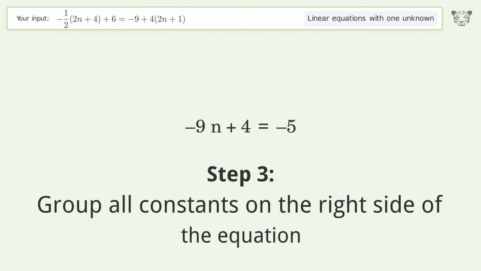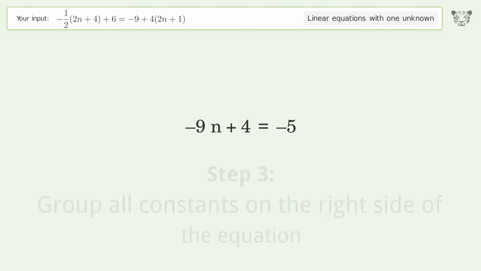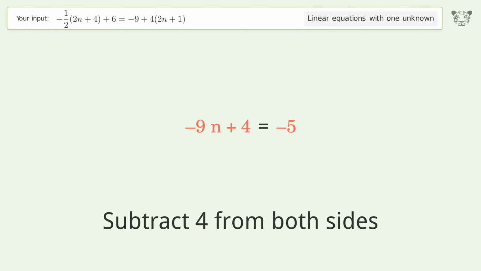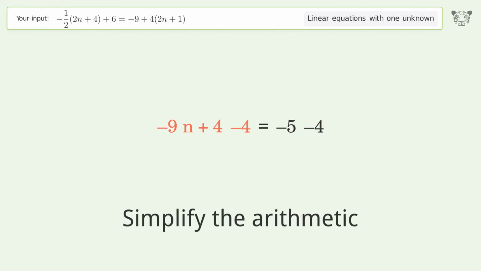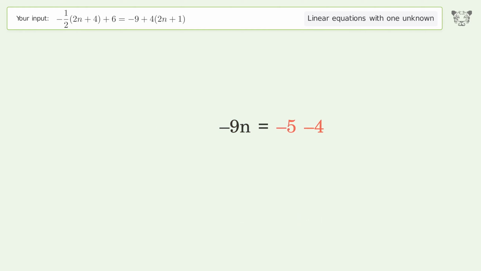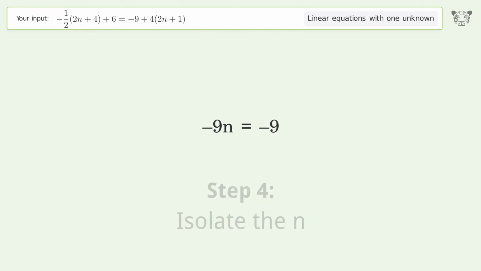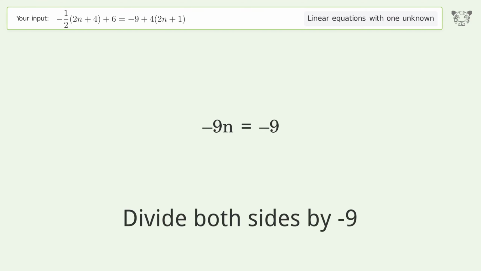Group all constants on the right side of the equation. Subtract 4 from both sides. Simplify the arithmetic. Isolate the n. Divide both sides by -9.